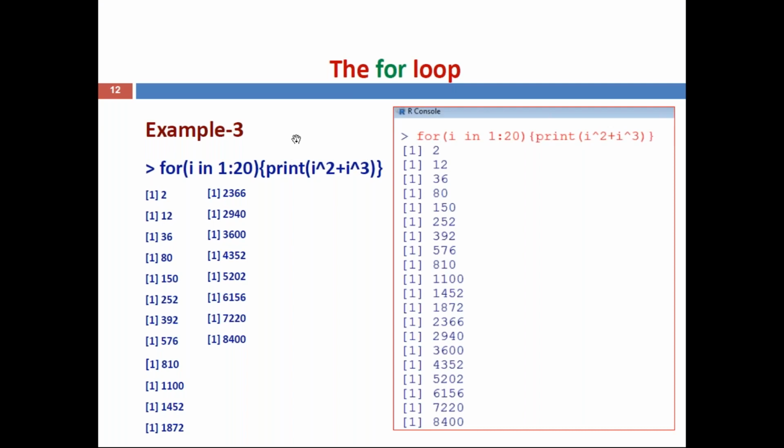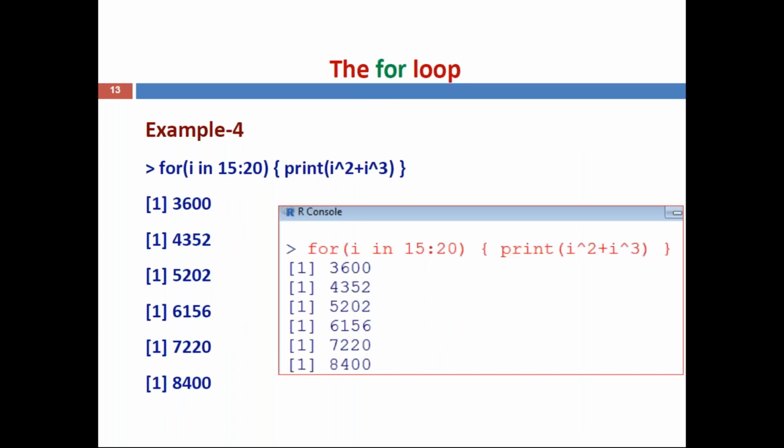This is another example. Then we will see a particular range also. Every time we do not start with 1, 2; in between the range also you can consider. So there you can see in this example, for I in 15 to 20. It starts with 15, ends with 20, printing the same I power 2 plus I power 3. Now these are all the results you will get.